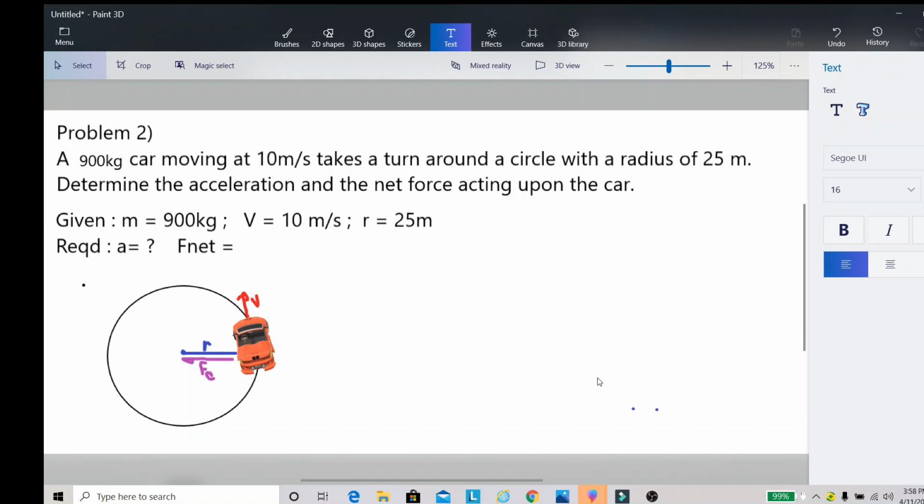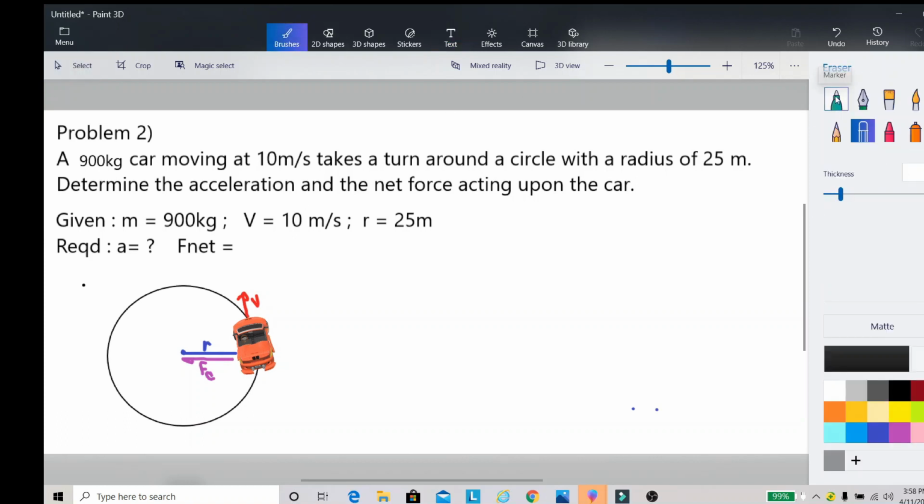So we have listed down the given here. We have a given of 900 kilogram, which is the mass of the car, and we are given a velocity of 10 meter per second and the radius of the circle, which is 25 meters. We are asked to determine the acceleration. When we say acceleration, this is a centripetal acceleration and the net force acting upon the car.